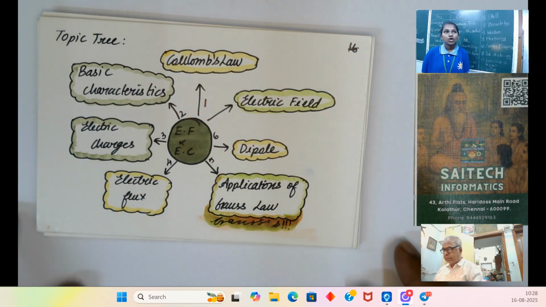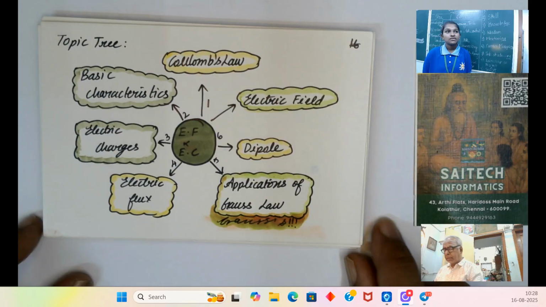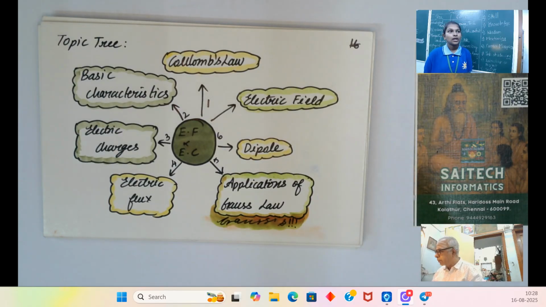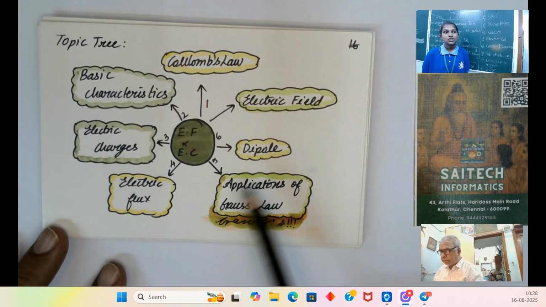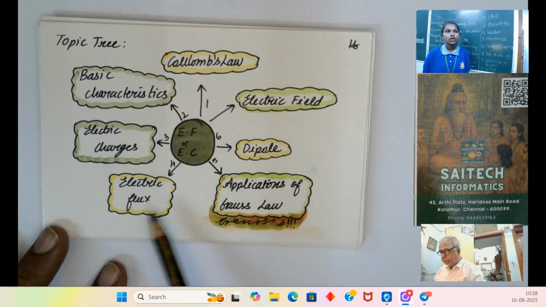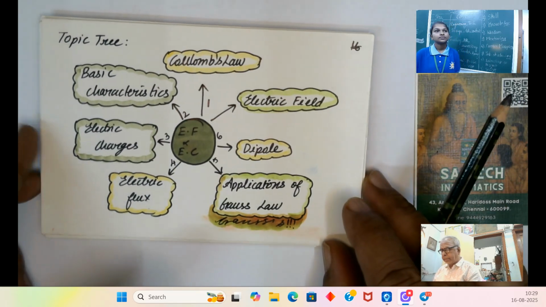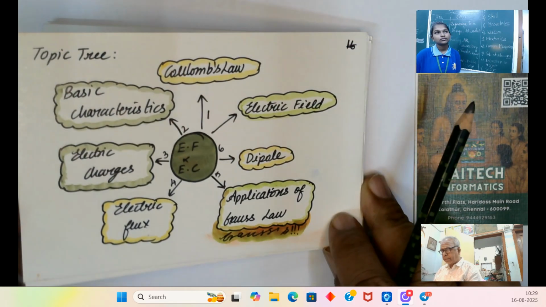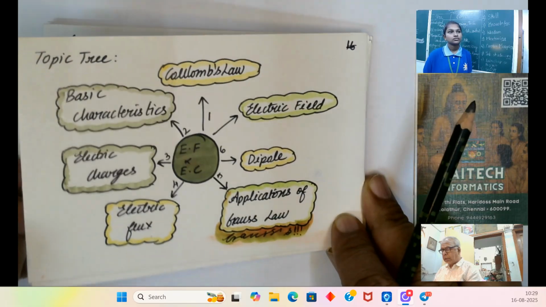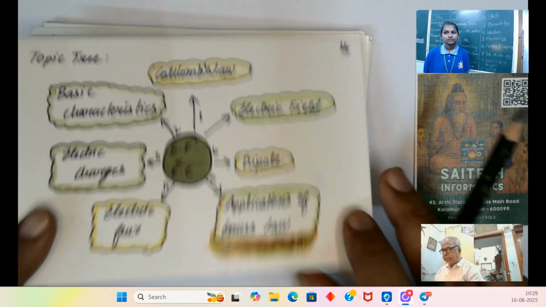So I started with topic 3. The first we'll be seeing is Coulomb's law and its basic characteristics, electric charges, electric flux, applications of Gauss law, dipole, and electric field. So you have done the topic 3 in a creative way. Good.